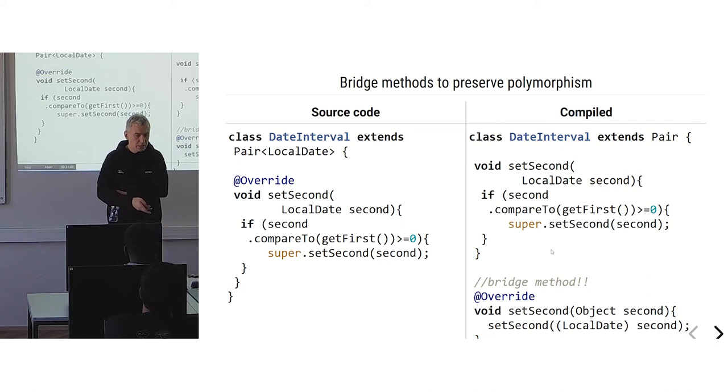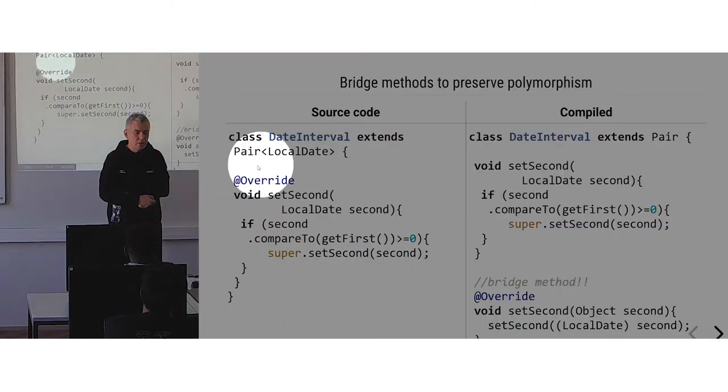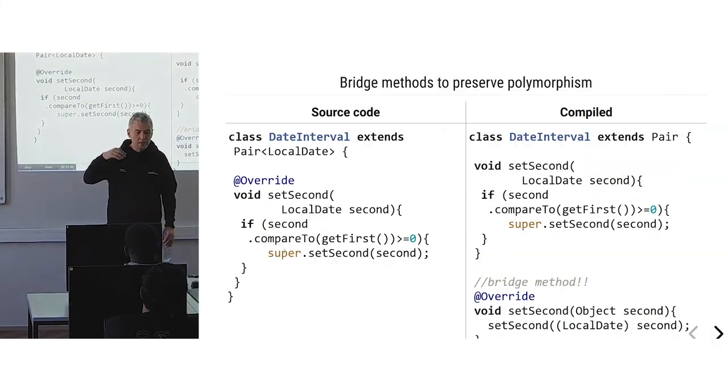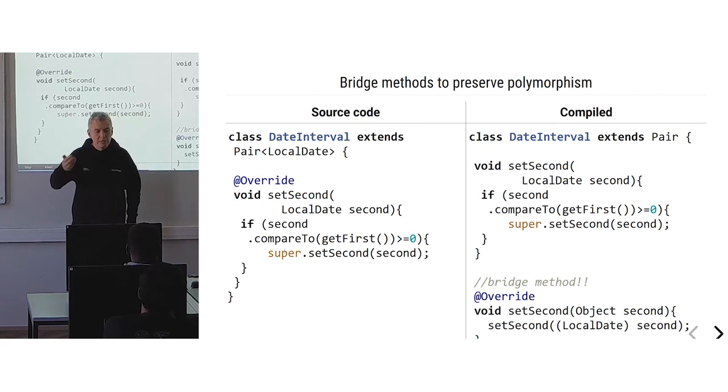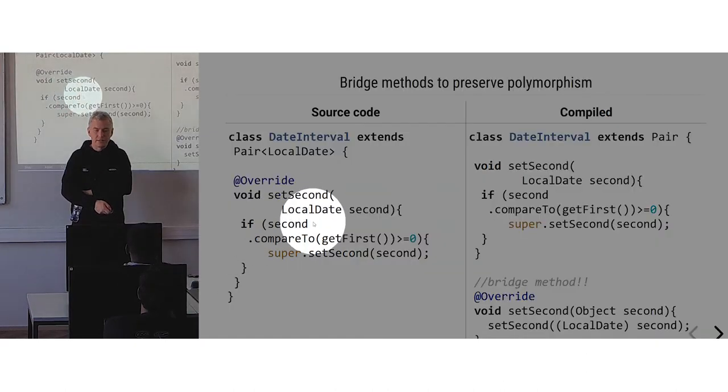Also imagine an example like this. We defined our pair, and we want it to be a pair of LocalDate. We define this DateInterval class that extends Pair of LocalDate, and we want to override setSecond so that we allow assignment of the second element of this pair only if the second date is greater than the first date, the first element. So we are overriding this setter here.